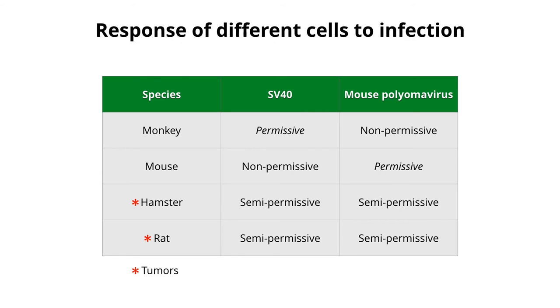So we have mouse polyoma viruses and SV40. Let's take a look at the different kinds of cells and what happens. So SV40 is a monkey virus in monkey cells.